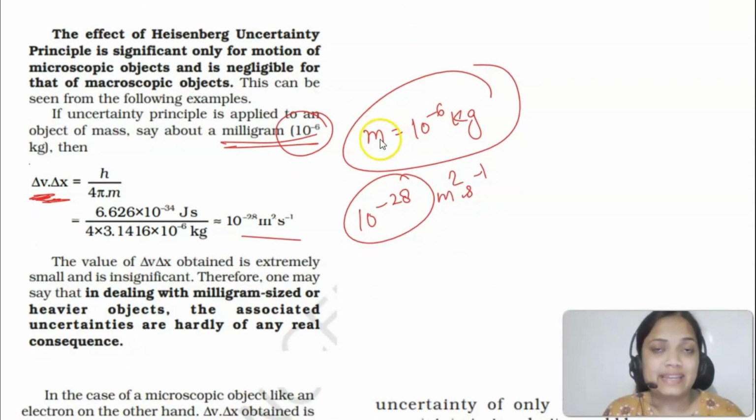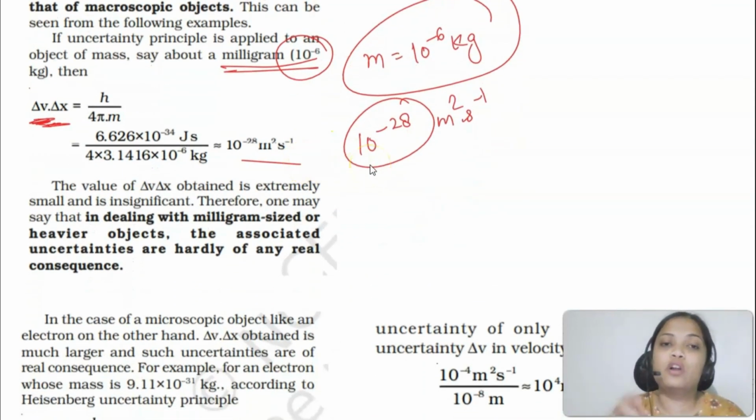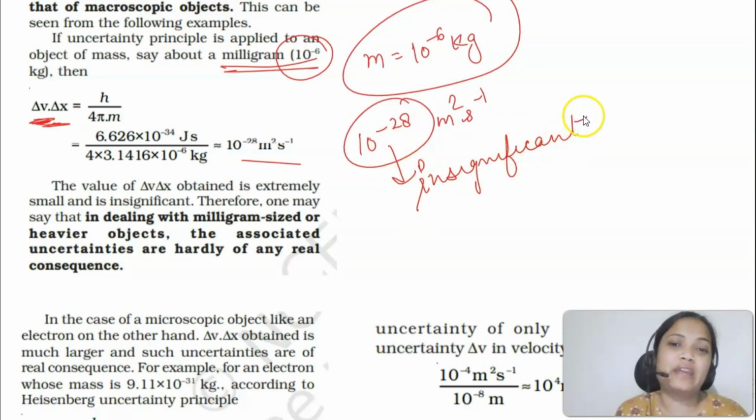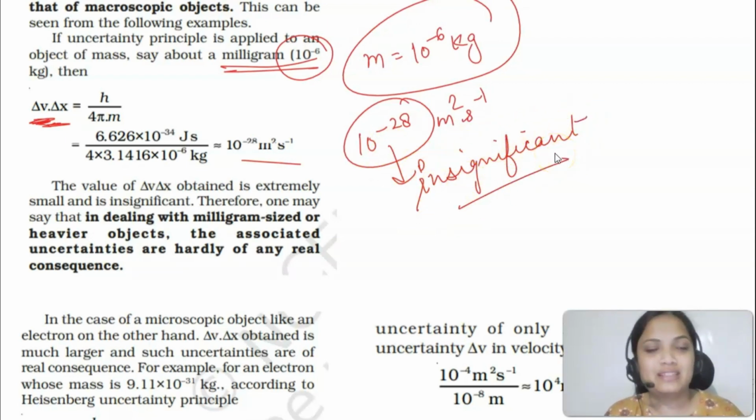Now what does that indicate, students? That indicates that this 10 to the power minus 28 is an extremely small value, right? And such small values are insignificant, no? Can you think of 10 to the power minus 28 having any significance? No, so they are insignificant. That's why we are saying that if we are dealing with even a milligram sized object or more than that, then the uncertainties have no significance. That's what we have seen by this example.